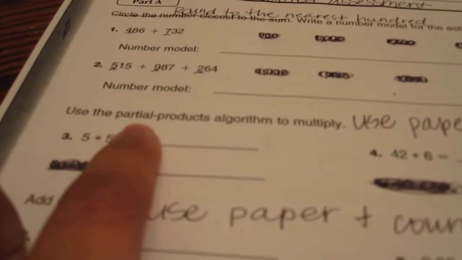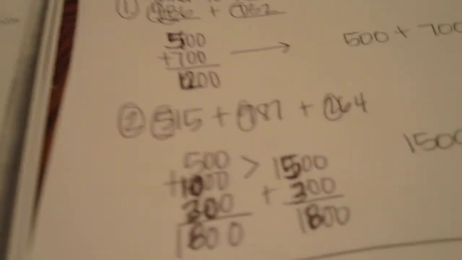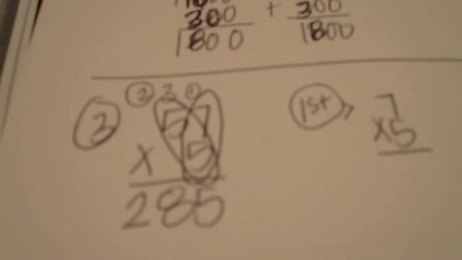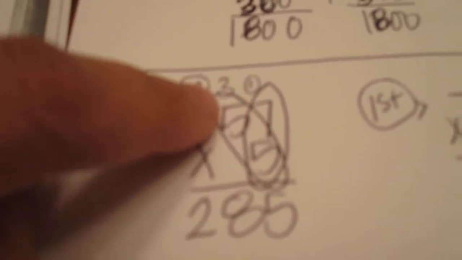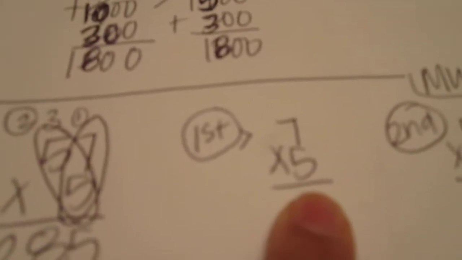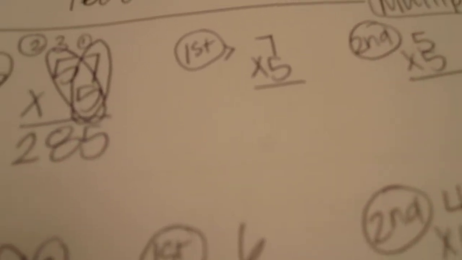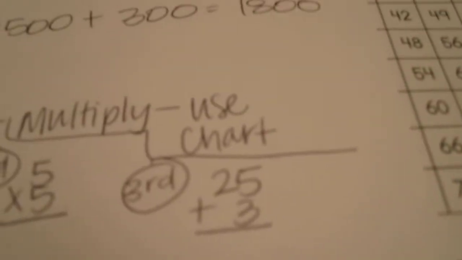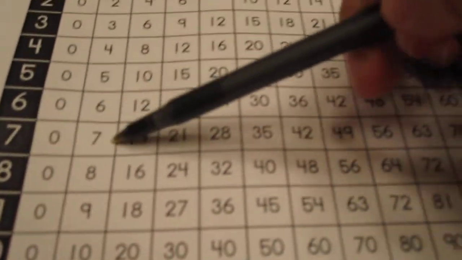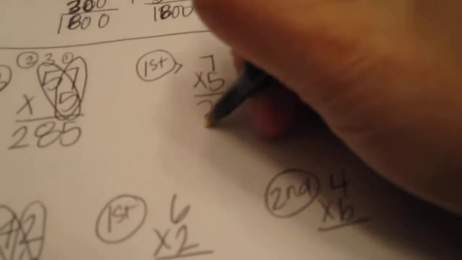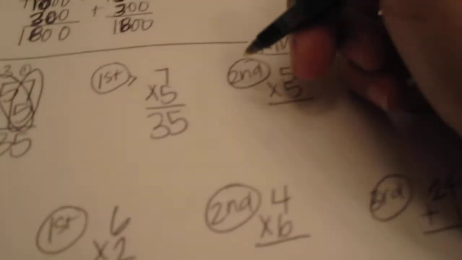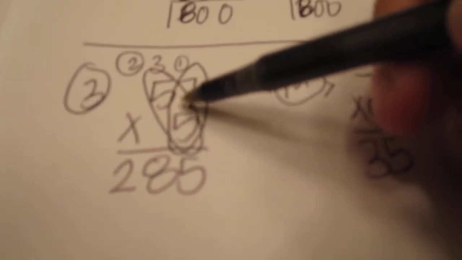The next one is you're going to use partial products to multiply this. So you take your first problem, 57 times 5. First, you multiply. Take your problem here and write it here. Make sure you line up the ones. First, you're going to multiply 7 times 5, right here. What's the answer to that? You can look at your multiplication chart. 7 and 5. That's 35. So it's 35. Then 5 times 5, look at your chart. It's 25.